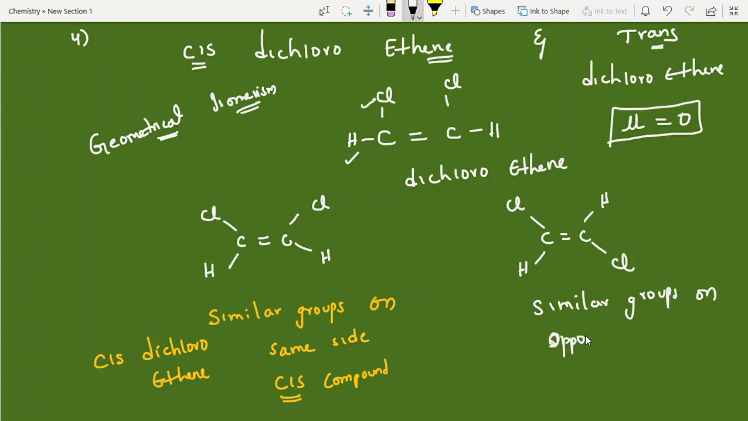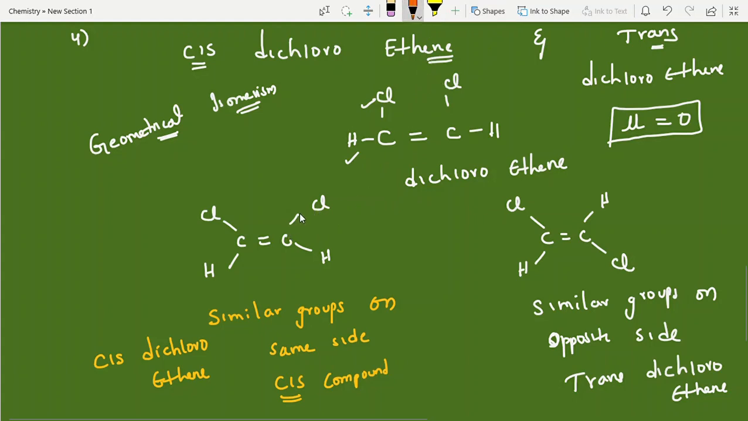So can you guess this one, guys? Opposite side. Then we call it trans dichloroethene, right? That's all. Can you try, in which case is the dipole moment 0? Maybe you got the answer. Look into this, students.